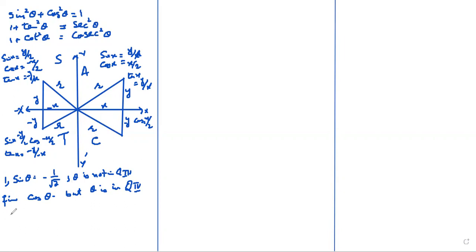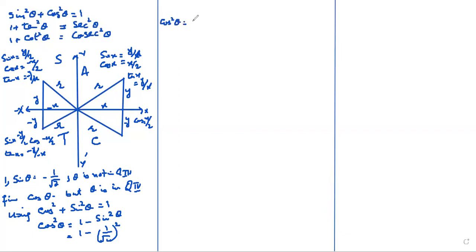So now using cosine square theta plus sine square theta equals 1, or cosine square theta equals 1 minus sine square theta, which equals 1 minus (1 over root 2) squared. So cosine square theta equals 1 minus 1 over 2, which implies cosine square theta equals 1 over 2, and cosine theta equals 1 over root 2.